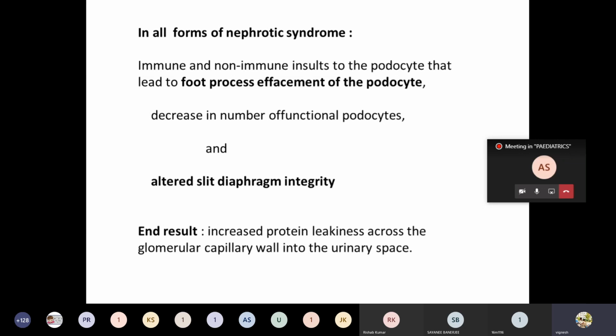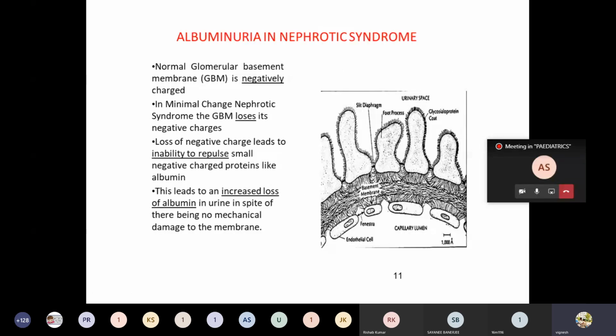Because of this, there is a decrease in the number of functional podocytes. So podocytes will become non-functional. Later, the end result will be increased leakage of protein from the Bowman's capsule basement membrane. Very briefly, please remember this, you have to put it in the theory whenever the questions are asked. So this diagram you should know.